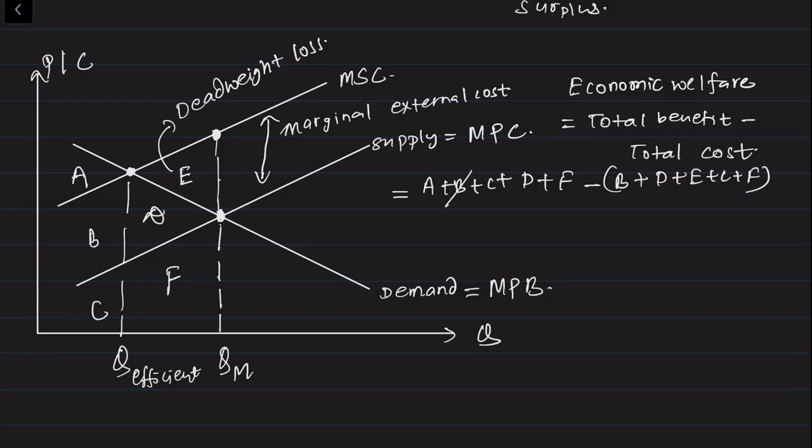Now we can cancel B, D, F, okay, and C as well. So we are left with A minus E, and we have seen that E is the deadweight loss, right? So we are basically subtracting deadweight loss from A. Now how can we eliminate this deadweight loss? So we can eliminate this by imposing the tax which is equal to the marginal external cost. Okay, so the amount is equal to the marginal external cost.